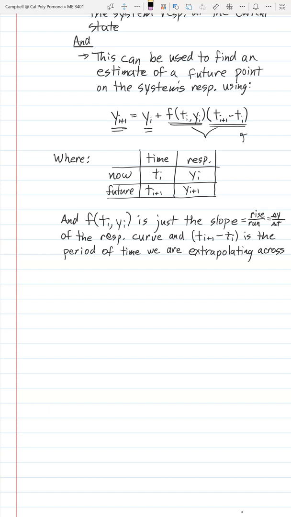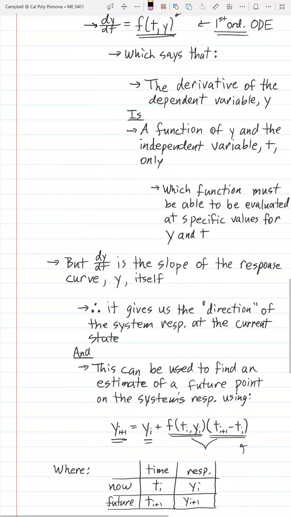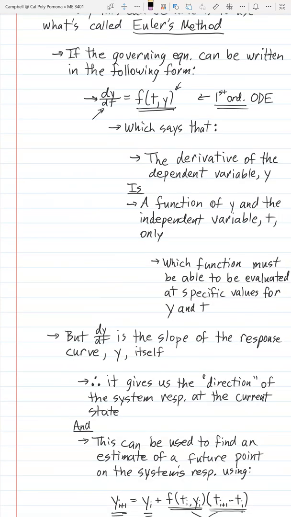Now, what happens if I want to go further? If I want to go further out, what can we do? Well, we can just repeat that process, which is why I was using i's rather than ones and twos and things like that. So once I get that next point in the near future, I now have the system response and a time. And so now I can plug those right back into this very same equation, which is captured by this function. So I can just plug those values into that function.